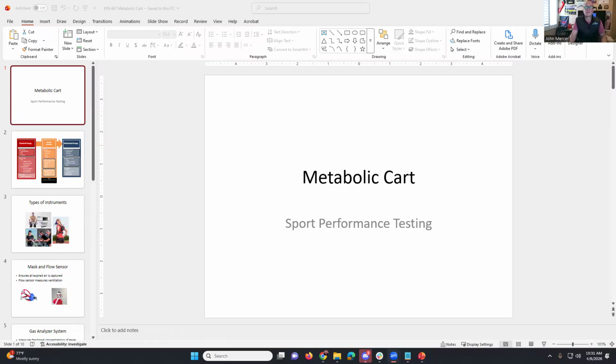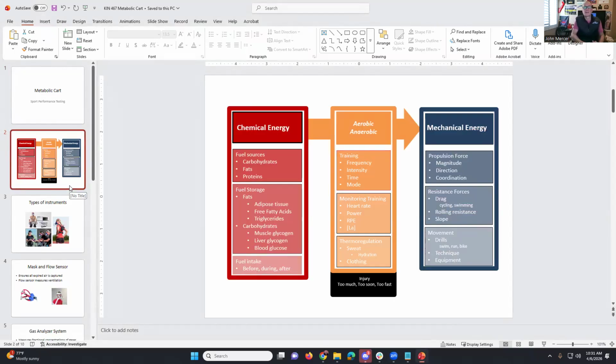And I'll talk about a few different variations of metabolic carts. But this is the physiology behind what a metabolic cart is trying to do. We have chemical potential energy in our body: carbohydrates, fats, and proteins. We take that potential energy in chemical bonds and transform it to mechanical energy, or force that's going to cause motion.